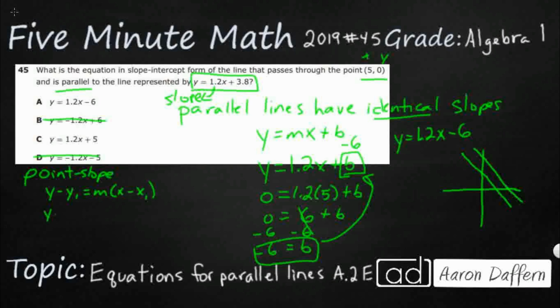So y minus, and then my y sub 1 is 0, because that's why this is so important. It gives you the point that's on the new line. My m, we would have to solve for m if they didn't give it to us. In this case, we know it's parallel, so we've already got that. And then x minus 5. So y minus 0, that's just y. Distribute this out: 1.2x minus 6. And then they just give you the answer. There's nothing left to do. Usually there's something left over on the y side that you have to move over to the other side, but since it's 0, you don't. So our answer is A.